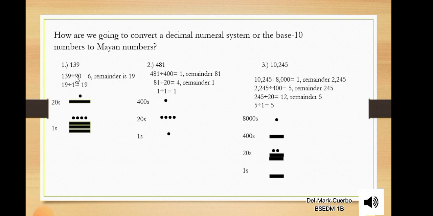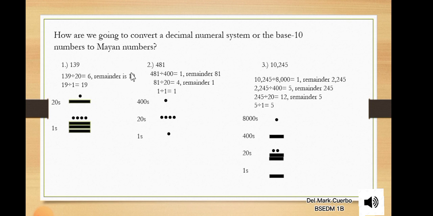So why did we choose 20? We choose 20 because 139 is in between 20 and 400, and it exceeded 20, right? So we should choose 20. If it exceeded 400, then we should divide it by 400. But since it's 139, we should divide it by 20. So 139 divided by 20 is equal to 6. And we have a remainder, which is 19.